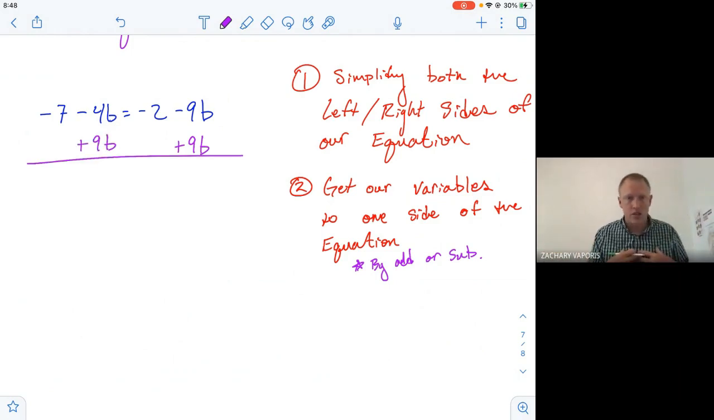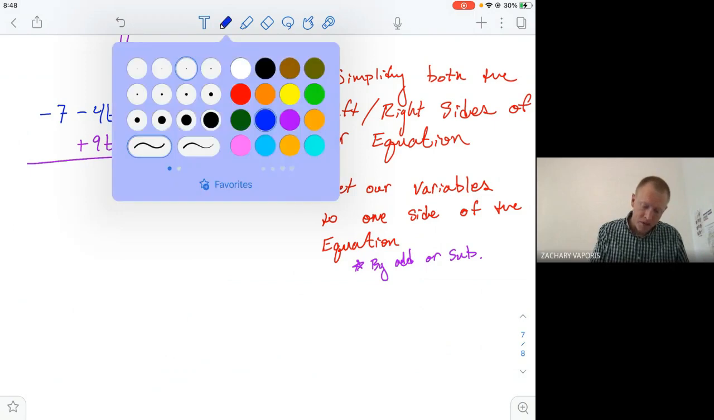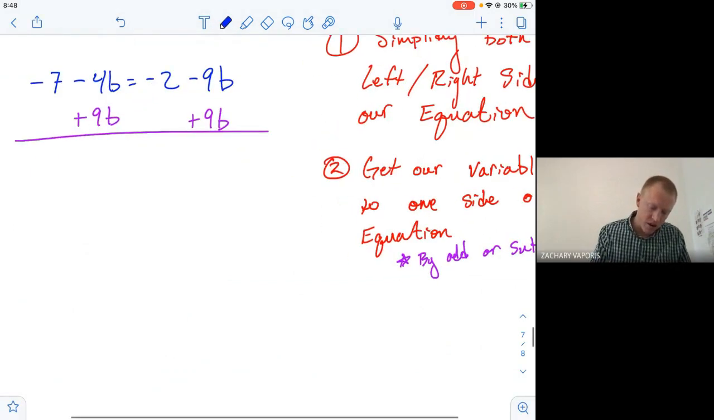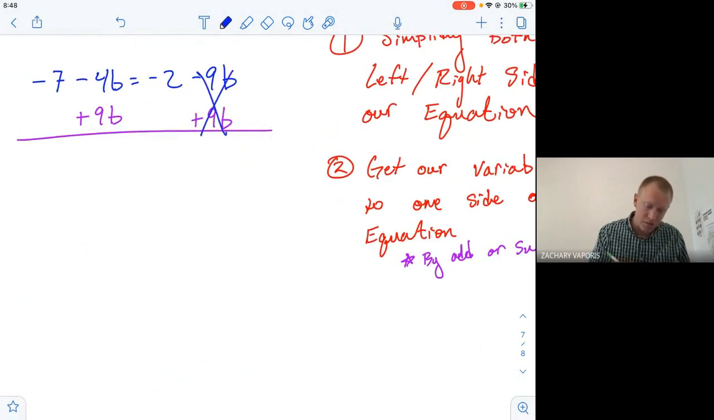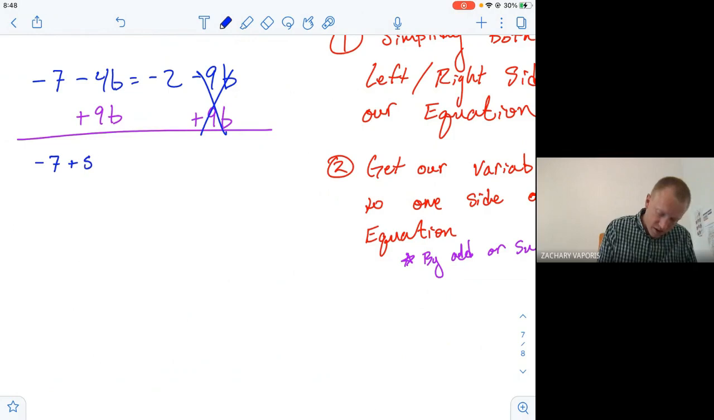And so what I like to do, you guys notice I draw this line. Something new is our equation is going to look new. It's going to look different. And so now we will have this, right? So we know these are going to eliminate, zero out. And so we're going to be left with this -7 plus 5b, right?